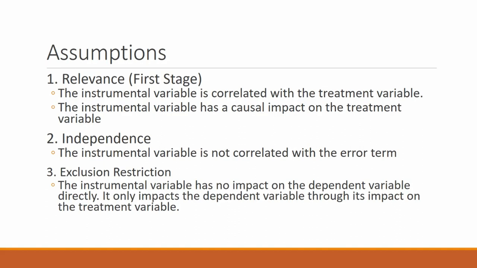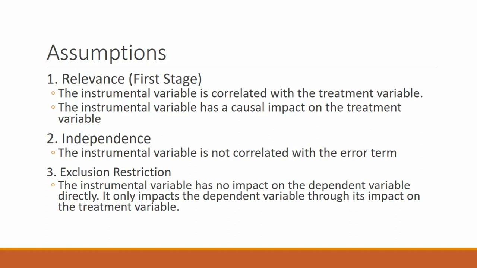All right, the second assumption is independence. This says that the instrumental variable is not correlated with the error term. That means the instrumental variable does not suffer from omitted variable bias. If we were to include the instrumental variable instead of the treatment variable, there would be no omitted variable bias because it's exogenous. It's not correlated with other things. This is basically saying that the instrumental variable is random or is close to random. It resembles random.